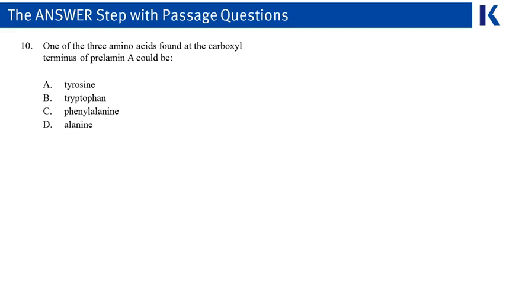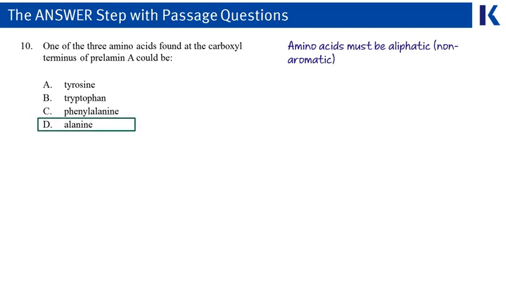Now let's move on to question 10. This was the short question where the answer choices are all amino acids, and our prediction was that the amino acid, the correct one, must be aliphatic. So go ahead and answer. Which choice matches this prediction? I hope you had your amino acids memorized, or roughly so. The correct answer here is going to be alanine.